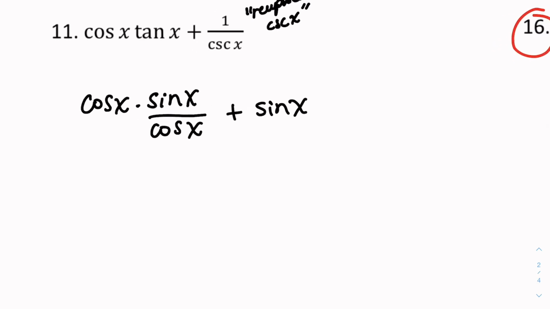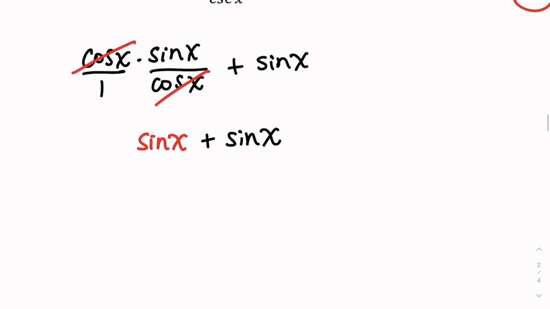I'm putting my cosine x over 1 so I can multiply across. And do you see what we can do? Yeah, our cosines are going to cancel, making this first expression simply sine x over 1, or just sine x, plus sine x. Now I'm seeing that we're adding, so my answer will not be sine squared x.